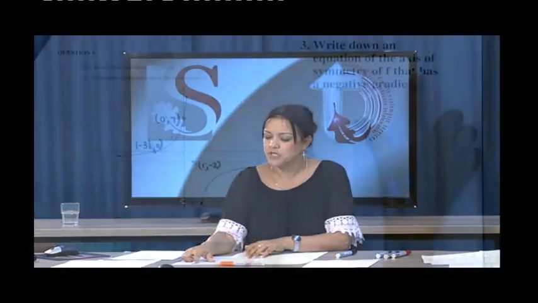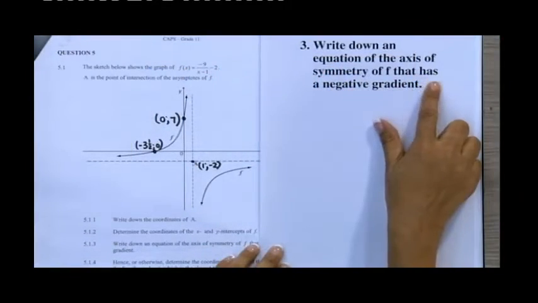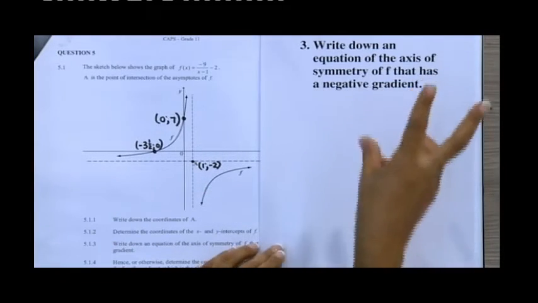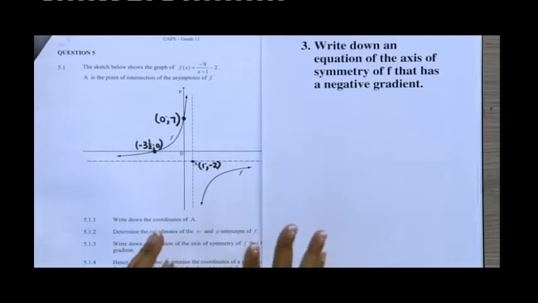Okay, so first of all, it says write down the equation of the axis of symmetry of f that has a negative gradient. All right, so that's quite a mouthful, so I'm going to try and break it up into little pieces for you. What does an axis of symmetry do? An axis of symmetry is a line for the graph that cuts the graph in half. So if I fold my graph on the axis of symmetry, the one part will fall on the other part.